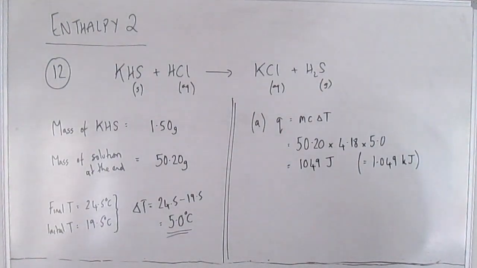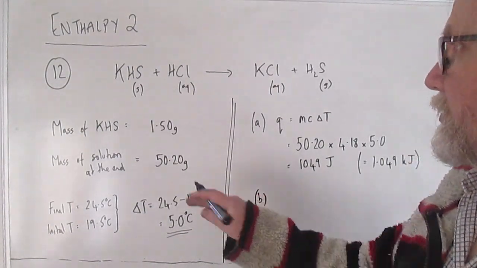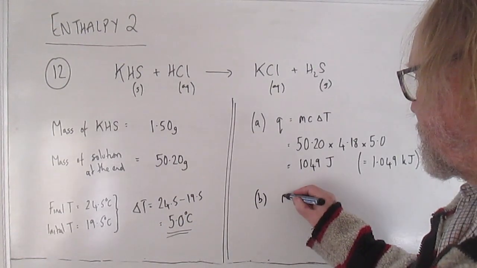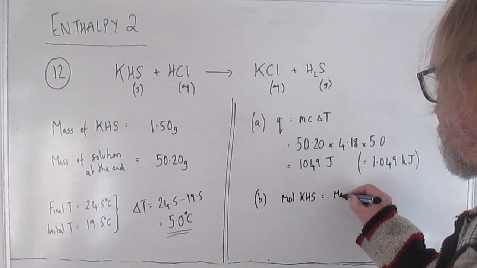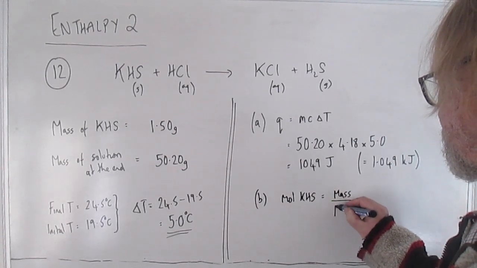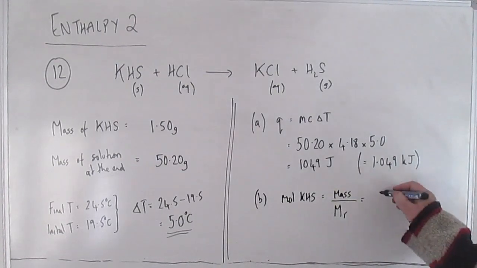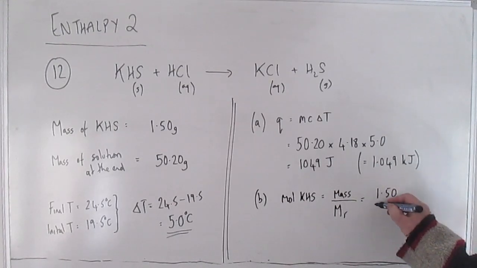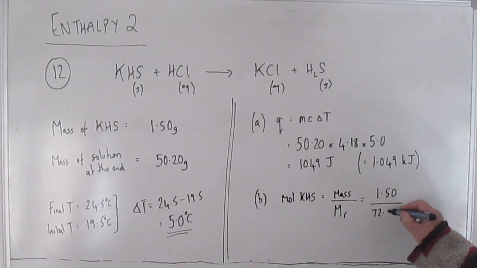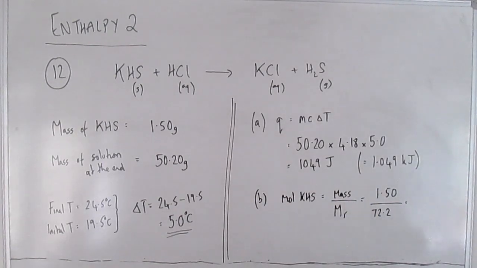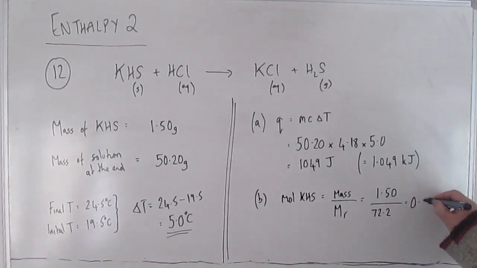The next thing we need to know is, in part B, the amount in moles of KHS. So that's easy because we've got the mass of KHS, so we just get moles of KHS is equal to mass over Mr, which is 1.50 divided by the Mr adds up to 72.2, and that gives us 0.02078 moles.